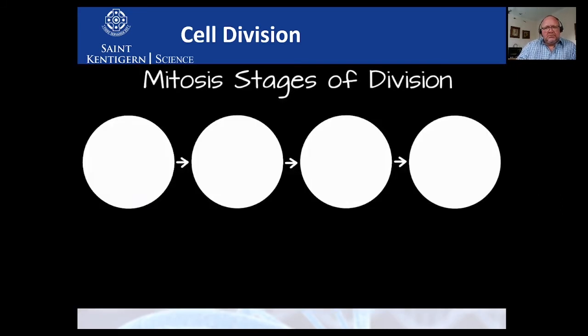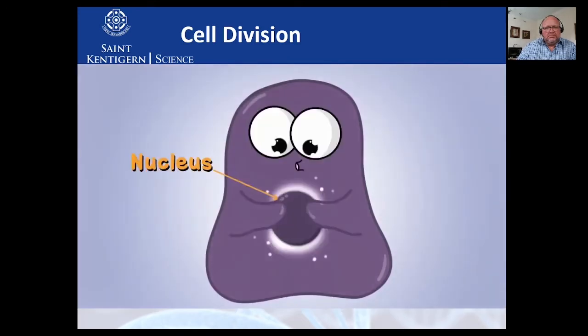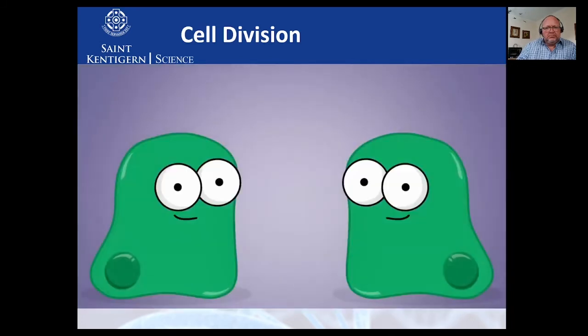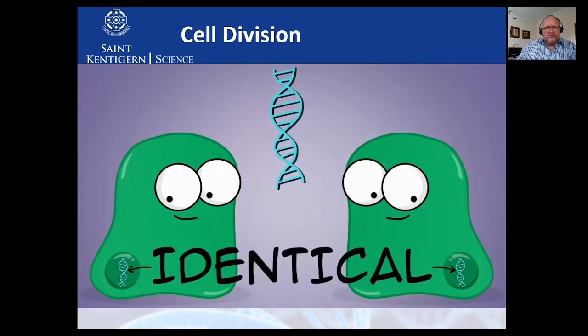Before we get into the steps of division, it's really important to understand that your cells have something inside them, an organelle called the nucleus. And the nucleus holds your DNA. DNA is really important because it's your genetic information. And if you're going to make more cells, you need to have the same DNA in those new cells as you did in your original cells. You want it to be identical, no mistakes.